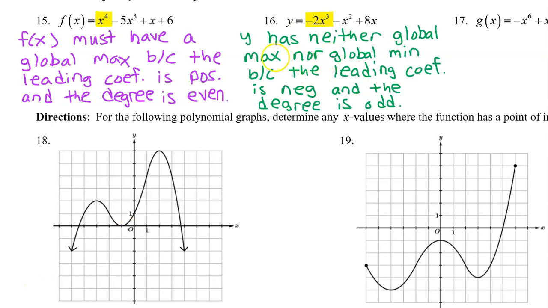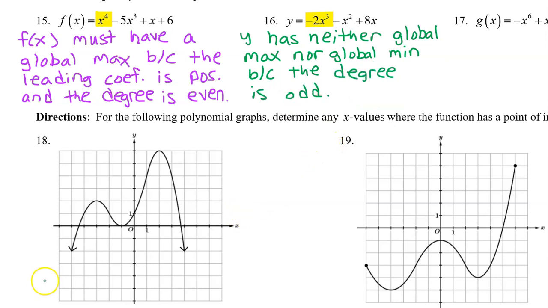I started to say y has neither global max nor global min because the leading coefficient is negative and the degree is odd. But the fact that the leading coefficient is negative doesn't really matter. If the leading coefficient had been positive, the curve would have this type of end behavior, and still there would be no global min nor global max. We should say y has neither global max nor global min because the degree is odd.